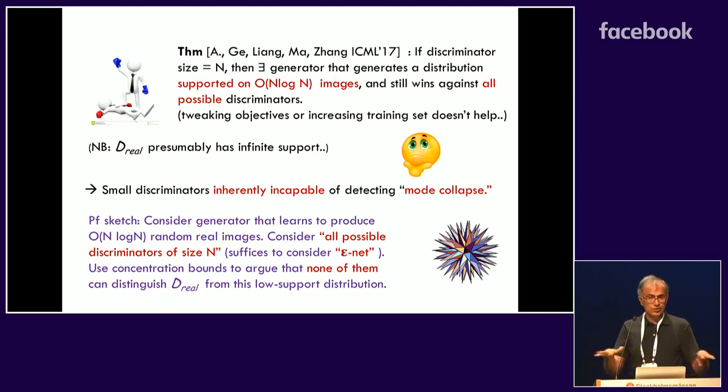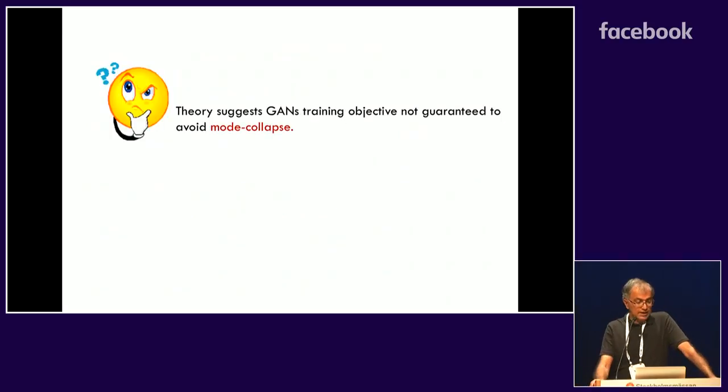So its distribution is supported on these n log n random images. Now you consider all possible discriminators of size n, and it suffices to consider an epsilon net of these. And now you use the concentration bounds to argue that none of them can distinguish D real from this low support distribution. That's the proof sketch. For those of you who know concentration bounds, you can fill in the details from this.